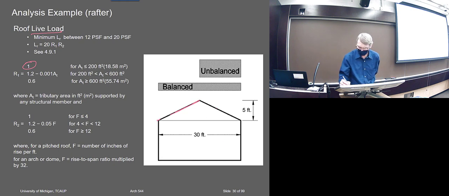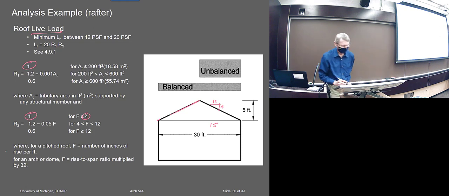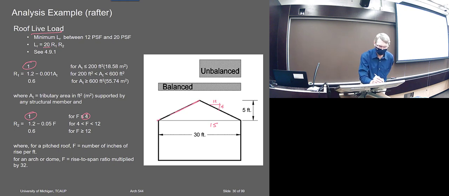And here we've got, I think we've got 4, right? This is 5 foot, this is 15 feet, so that's a third. So that should be 4 in 12. Okay, so we've got this guy right here. So that means this is 1 and 1 for R1 and R2, so we should have 20 for that.